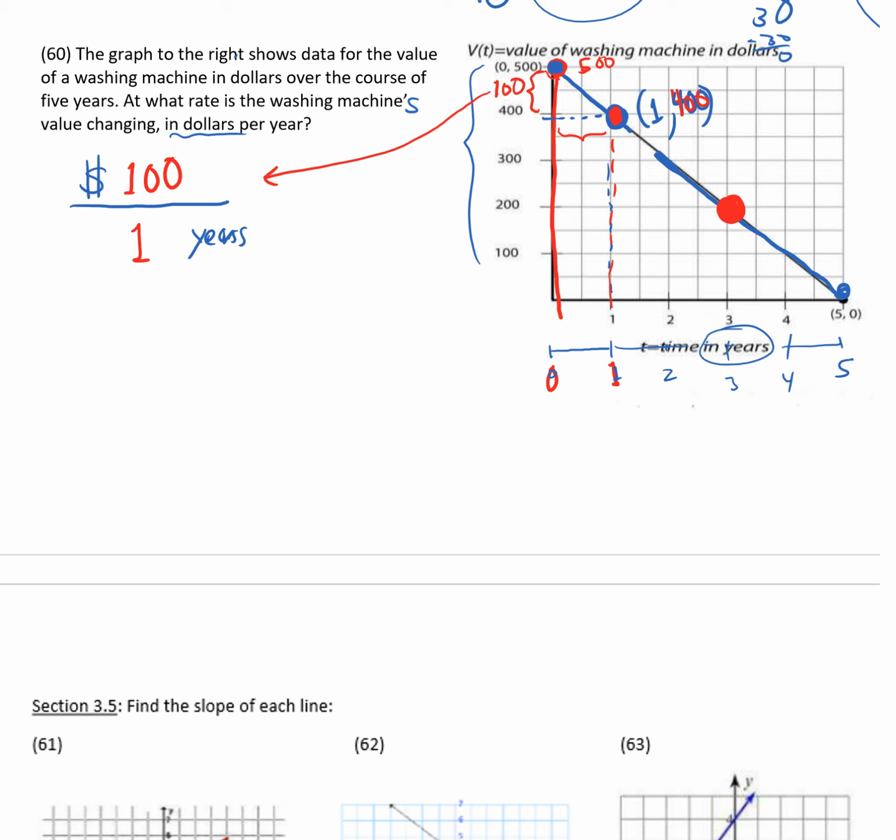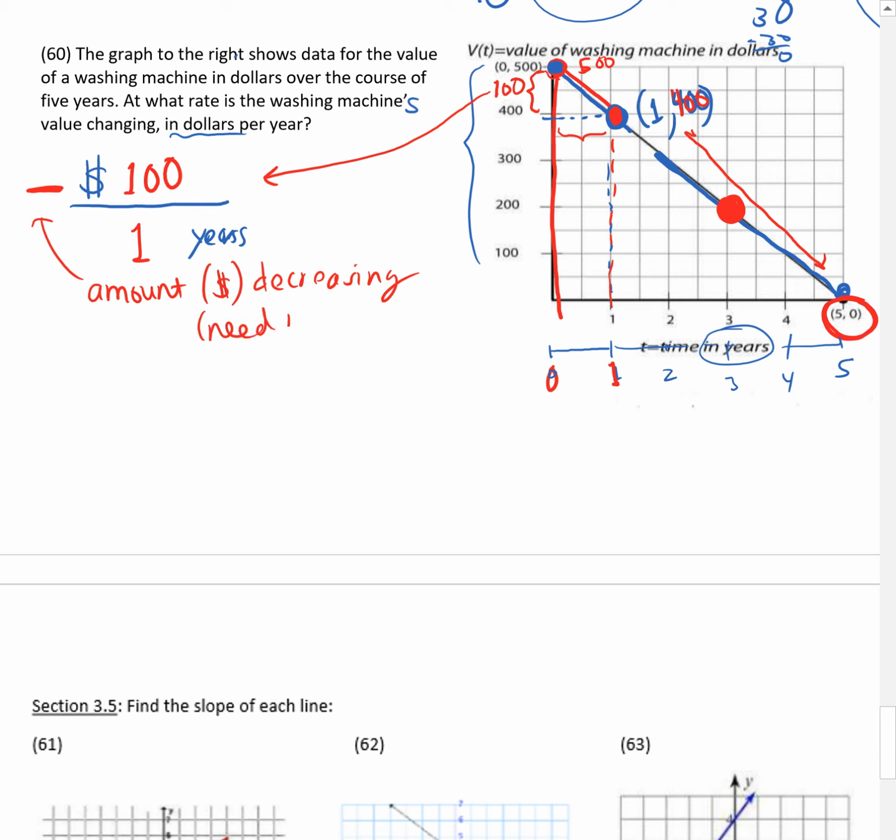So the washing machine's value is changing at $100 in 1 year, but I should say that it's negative because notice the value is decreasing. It goes from $500 to $400. It's going down until here it's actually worth $0 5 years later. So make sure it's negative if the amount is decreasing. And in our case, the amount of money is decreasing. So we need a negative.